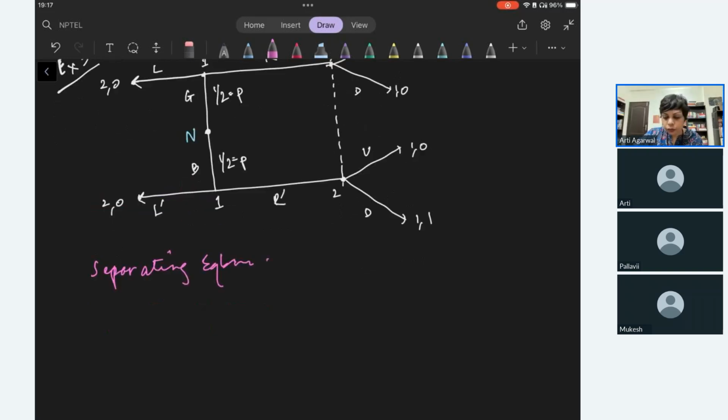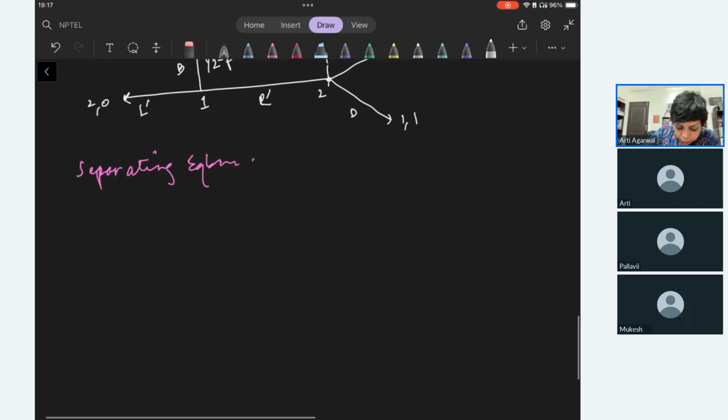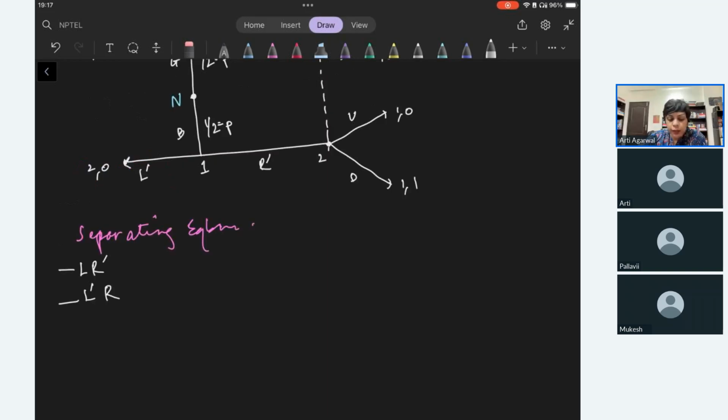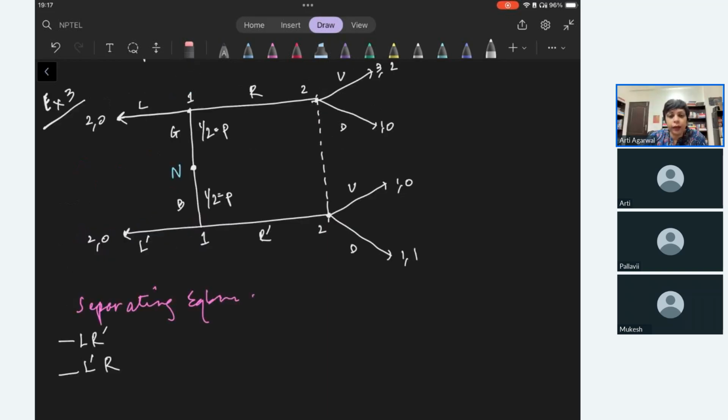We're not saying this is an equilibrium just now. We are saying that there are two possibilities for separating equilibria, which are L and R prime, and L prime and R. So in two ways you can get a separating equilibrium: in one, the good type player is playing L and the bad type player is playing R prime, or in the other, the good type player is playing R and the bad type player is playing L prime. Is so far so good?